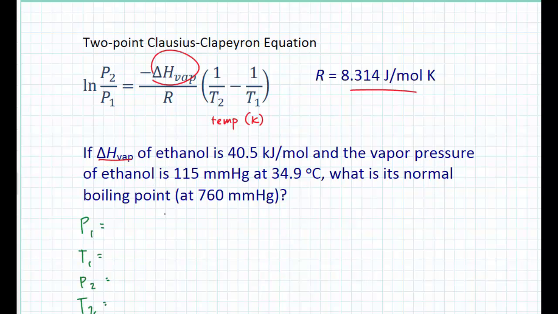Okay. Let's call P1 115 millimeters of mercury. Let's call T1, because that's associated with P1, 34.9 degrees Celsius. And what do you have to add to Celsius to make it Kelvin? Let's add 273.15 to that to be precise. Okay. P2, 760.